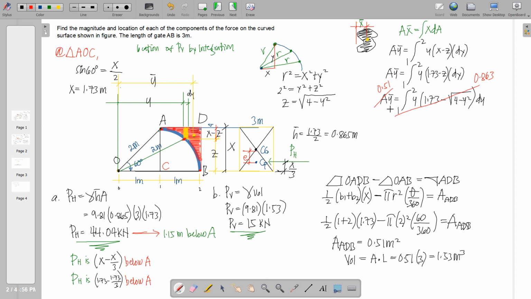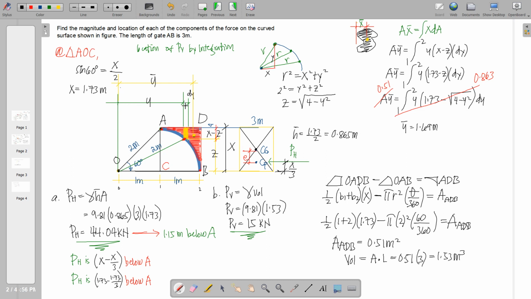we have 0.863. So with that evaluation, we can just divide 0.863 by 0.51 to come up with the value of y bar. So y bar is equal to 1.69 meters. So y bar is 1.69 meters from point O.